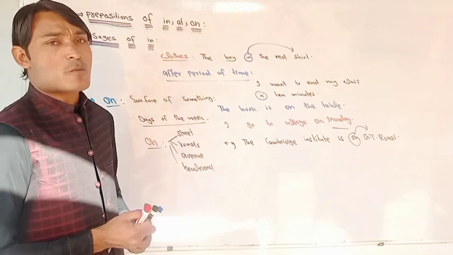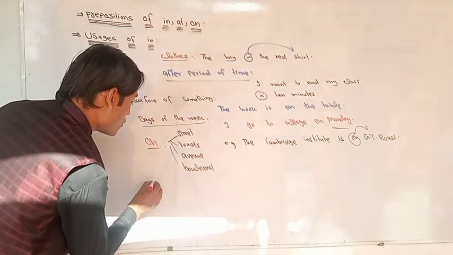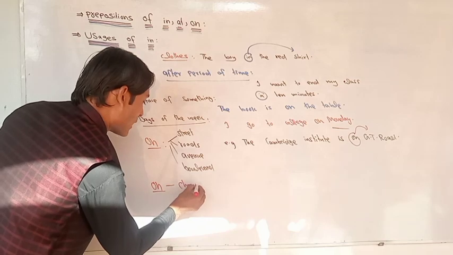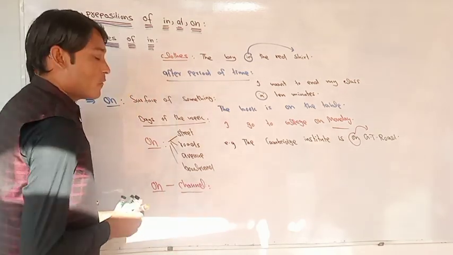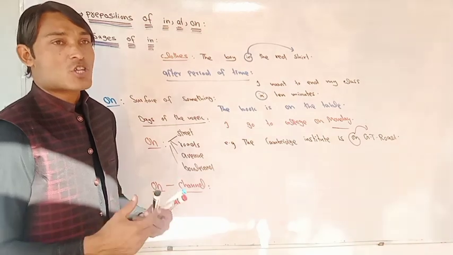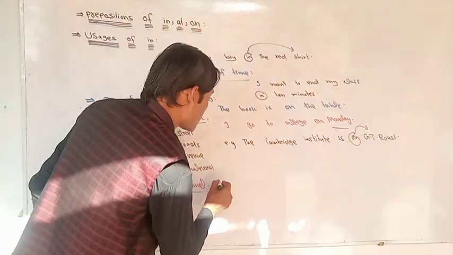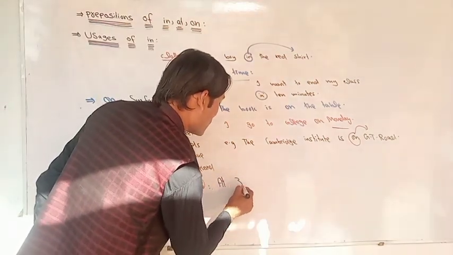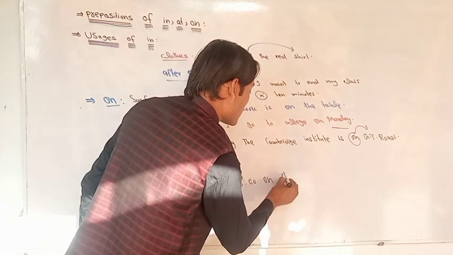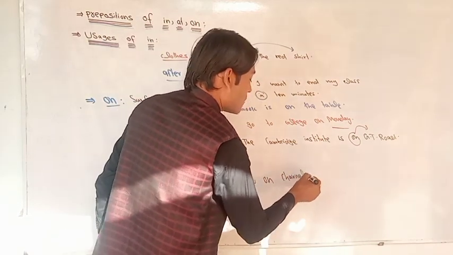Yes, "on" is also used before the name of a channel. For example, I say, when is the cricket match on? So you can say at 3 o'clock on channel 6. You can say that at 3 o'clock on channel what? On channel 6.